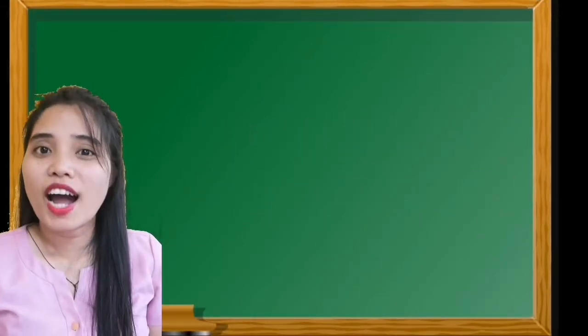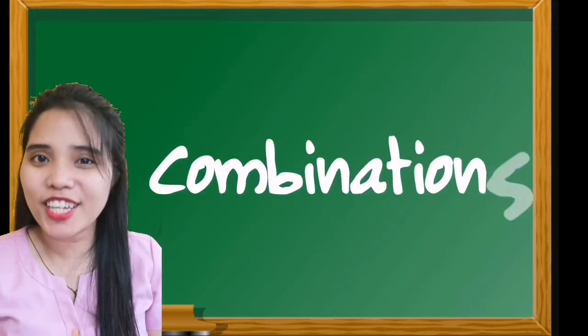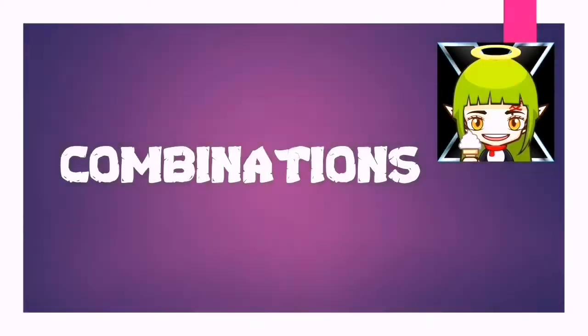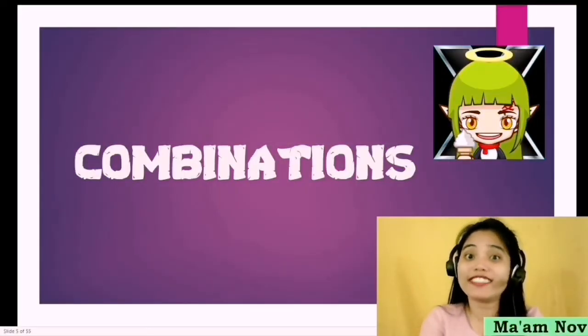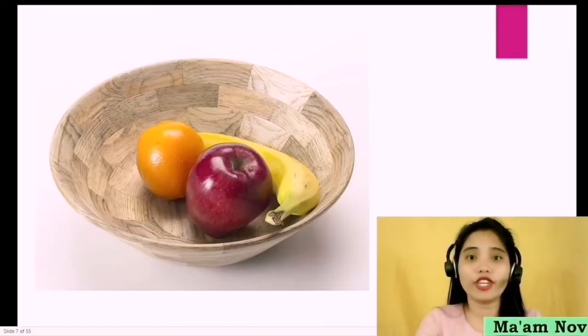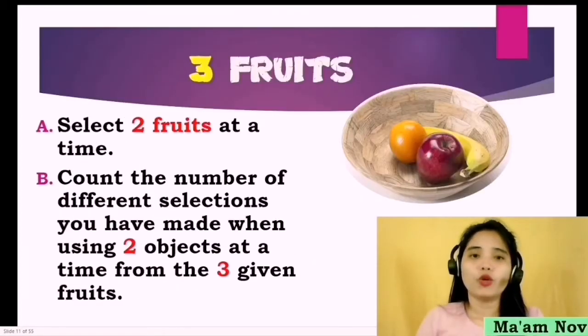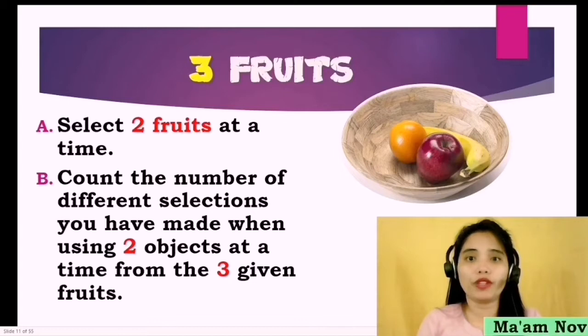Alright. Our lesson for today is all about combinations. Kanina, may tanong ako while we were navigating Mobile Legends, right? Those questions can be answered through this topic. I have here a bowl of 3 fruits: orange, apple, and banana. Now, what if we select 2 fruits at a time? We will count the number of different selections we have made when using 2 objects at a time from the 3 given fruits.